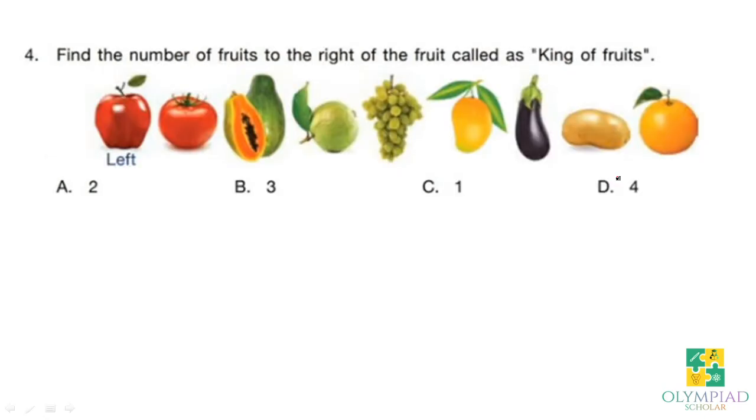The next question is asking, find the number of fruits to the right of the fruit called the king of fruits. We know the king of fruits very well. This is mango, and we have to find the number of fruits to the right of it. To the right means on this side. So there are exactly 3 fruits on the right of this mango. So the answer should be B, 3.